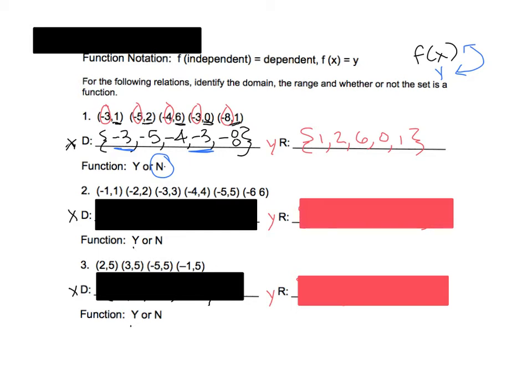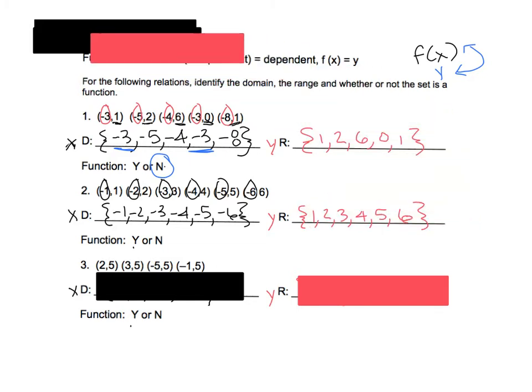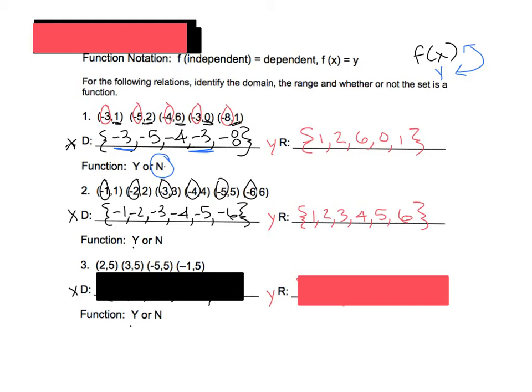Number 2, I'm going to circle all my x values to identify my domain. Just makes it easier if I do this. So everything circled is my domain. Everything not circled is essentially my range. So domain is -1, -2, -3, -4, -5, -6. My range, 1, 2, 3, 4, 5, 6. Now remember, to determine whether it is a function or not, we only focus on the domain, and none of those values repeat. So yes, this is a function.